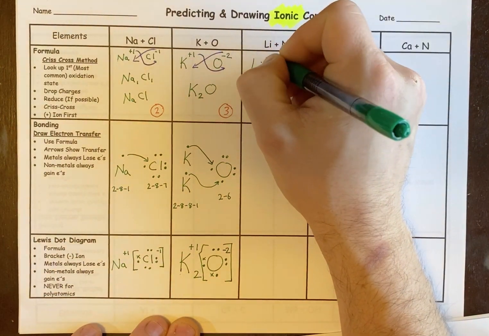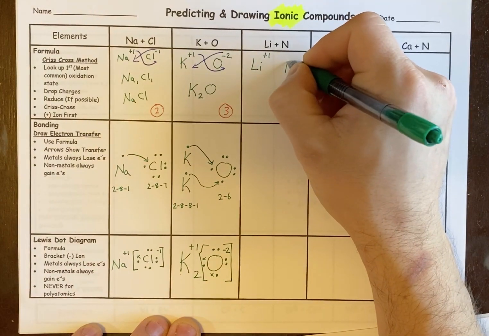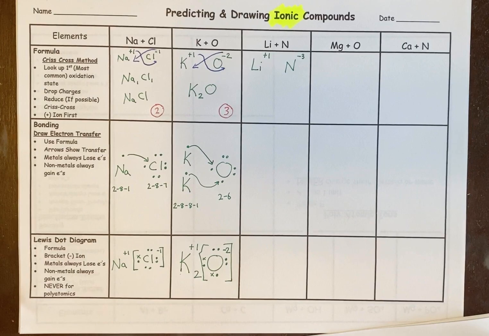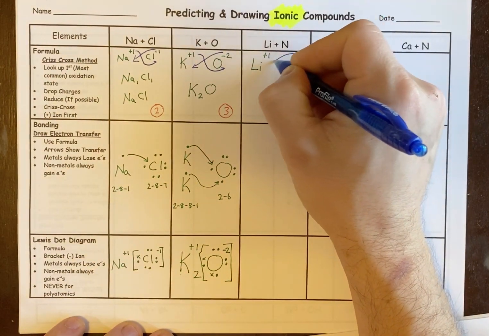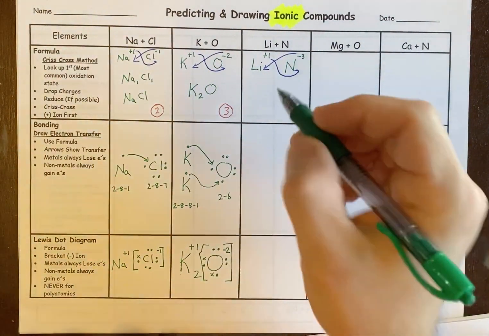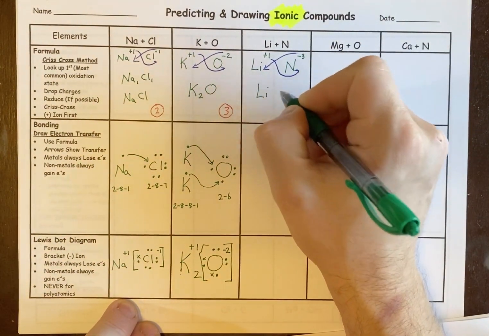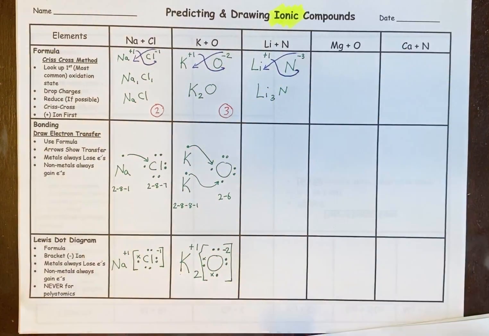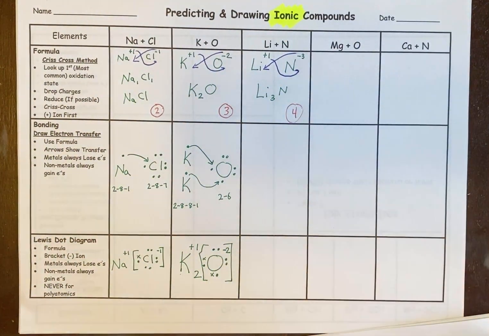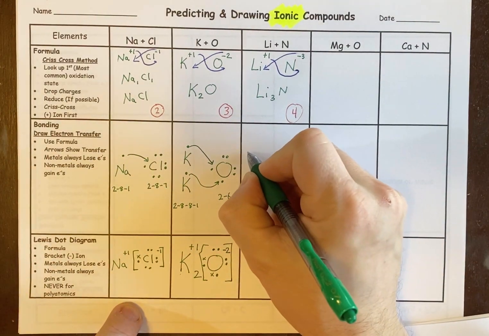Lithium +1, nitrogen -3. Ignore the charges, reduce it if possible, which you cannot. Use the crisscross method. Your formula is going to be Li3N. Total number of atoms, 4. Next, I'm going to draw 3 Li's and 1 N.